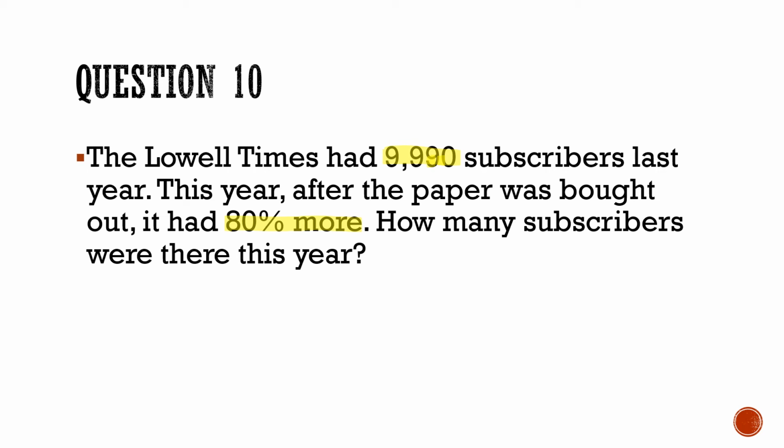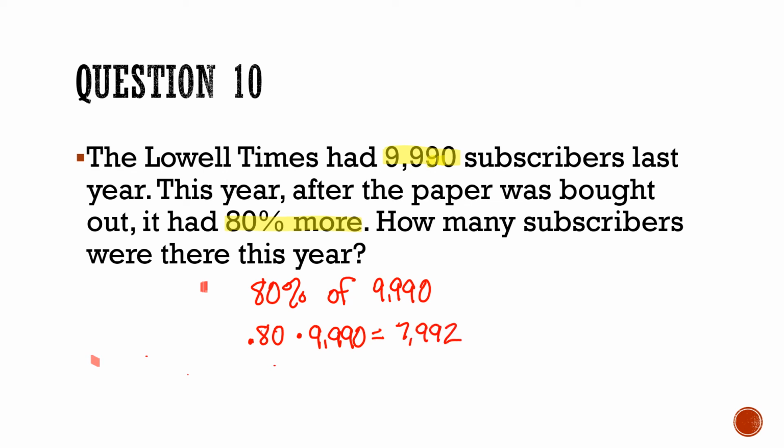So the first thing we're going to have to do is 80% of last year, which was the 9,990. So we would do 0.80. You're welcome to use the percent proportion, right? 80 over 100. So 80% times our of, which is 9,990. And that equals 7,992.